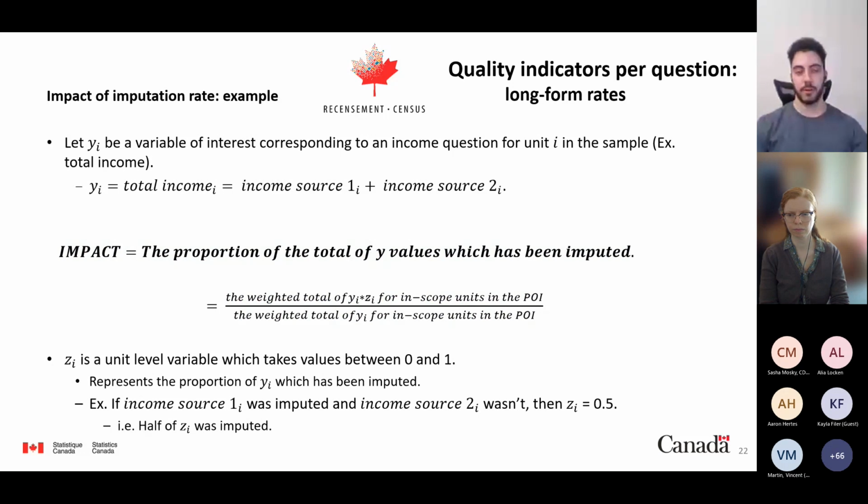This slide provides a little bit more technical detail about the impact of imputation rate. We won't be going over this in today's presentation, but there's a small example here if you're curious or would like to know more.